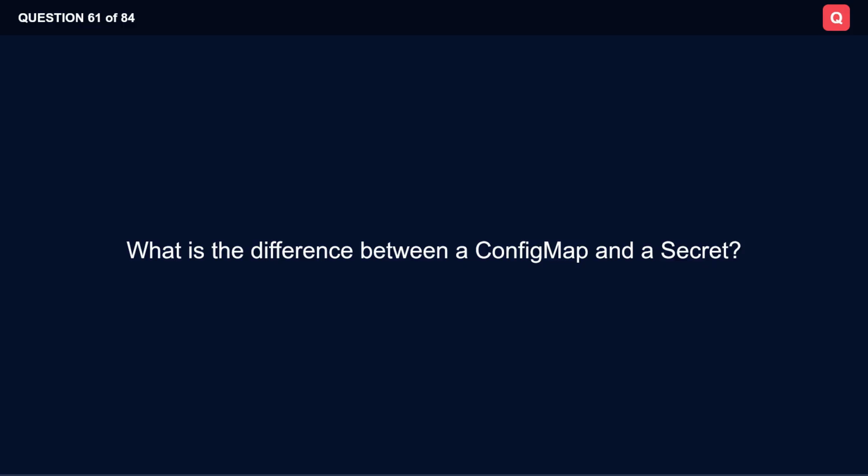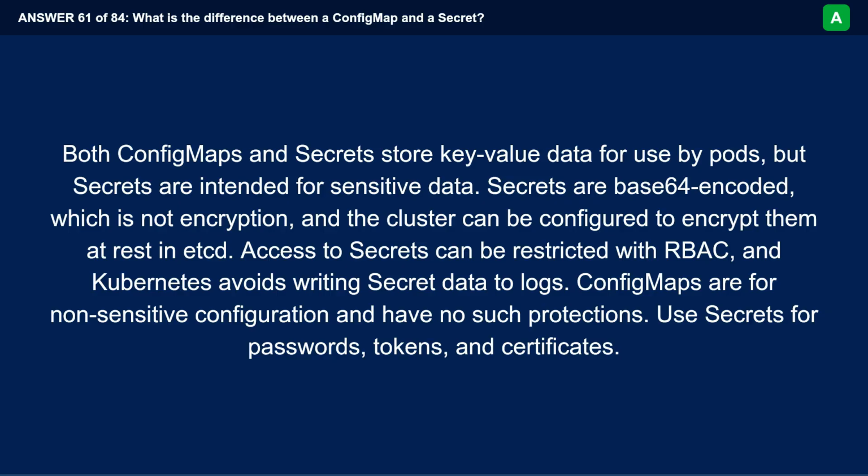What is the difference between a config map and a secret? Both config maps and secrets store key-value data for use by pods, but secrets are intended for sensitive data. Secrets are base64 encoded, which is not encryption, and the cluster can be configured to encrypt them at rest in etcd. Access to secrets can be restricted with RBAC, and Kubernetes avoids writing secret data to logs. Config maps are for non-sensitive configuration and have no such protections. Use secrets for passwords, tokens, and certificates.